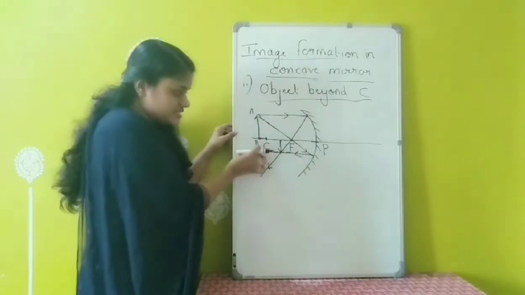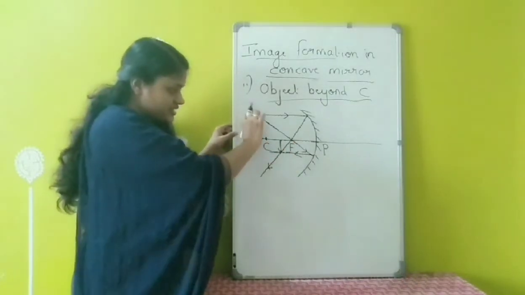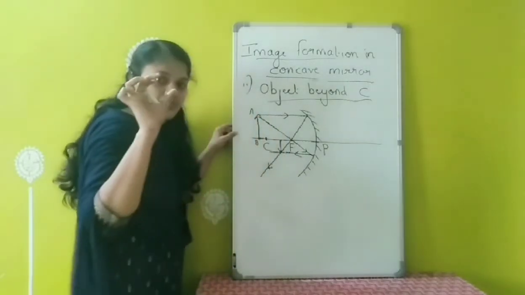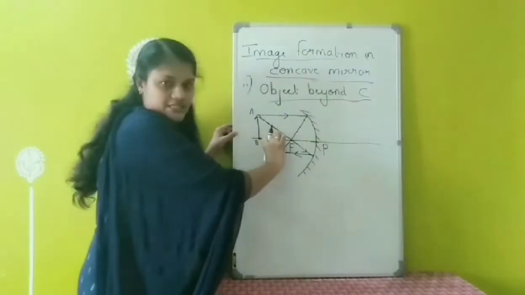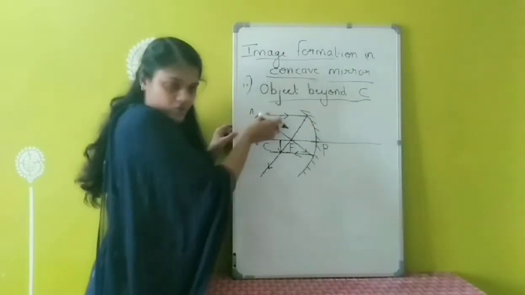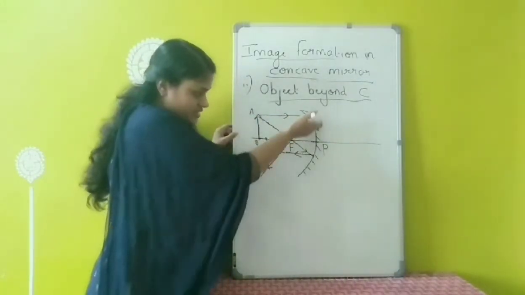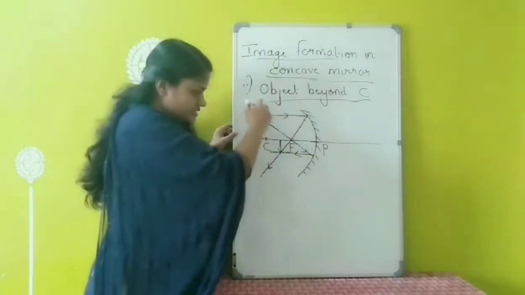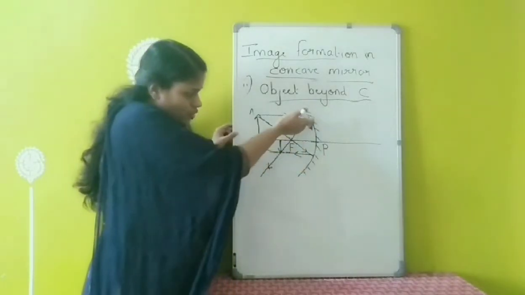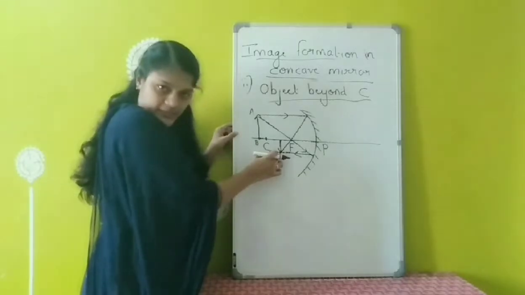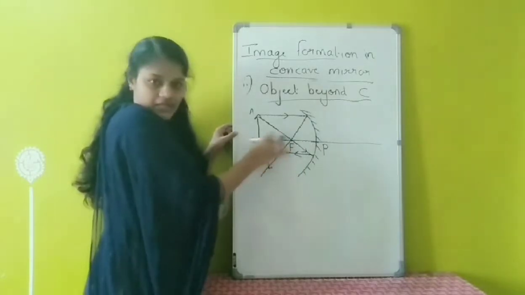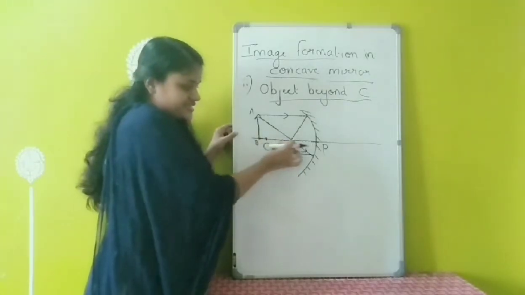So we are getting the image between C and F. And from the figure itself we can identify, this is the object and this one is the image. So what about the size of the image? It is somewhat diminished. Compared to the object, the size of the image is diminished here. So I have taken 2 light rays. One light ray coming from the object parallel to the principal axis, after reflection passes through the focus. Another light ray passing through the focus, after reflection passes parallel to the principal axis. Both the reflected light rays are meeting at a point here and this point is below the principal axis. So it is a real image only, inverted image. And we are getting the image between C and F.